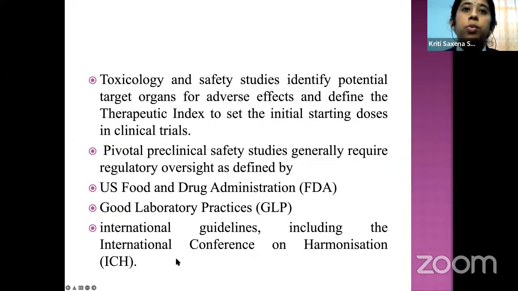International guidelines, including the ICH guidelines, that is QSEM: Quality, Safety, Efficacy, and Multidisciplinary guidelines, are mainly used. ICH guidelines are also very essential guidelines that clinical trials and preclinical studies follow. Next slide.